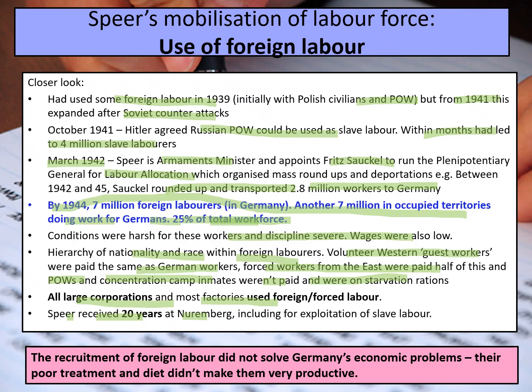Now, it's important to note that this is obviously crucial for their wartime economy, making up 25% of their total workforce. But the use of foreign labour did not solve all of Germany's economic problems. Their poor treatment and diet didn't make them very productive and didn't make the most efficient use of labour generally.